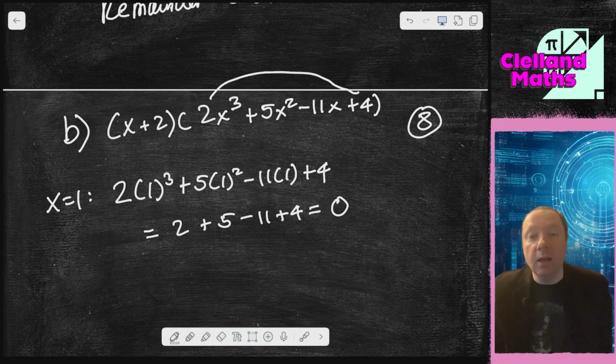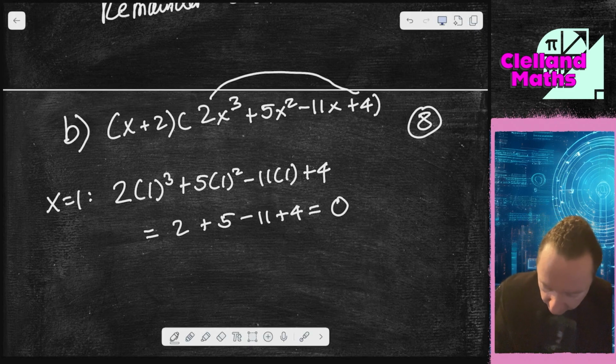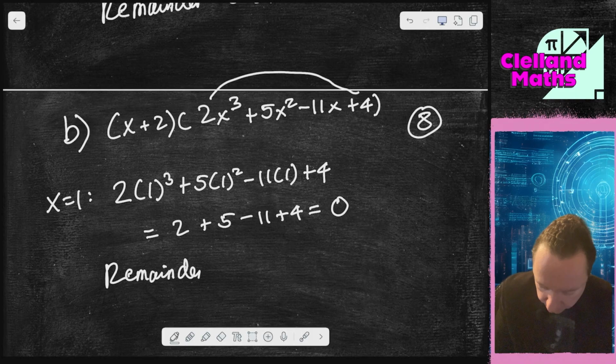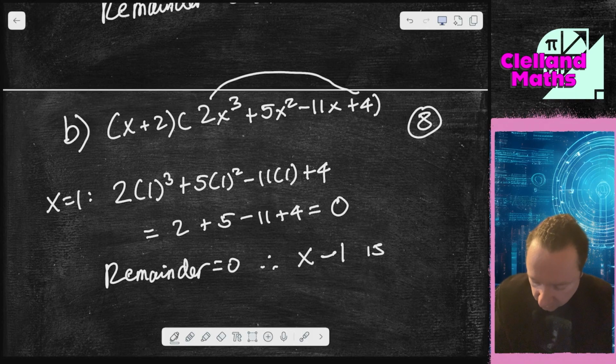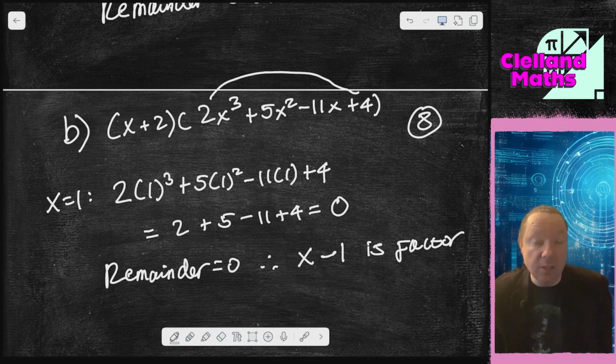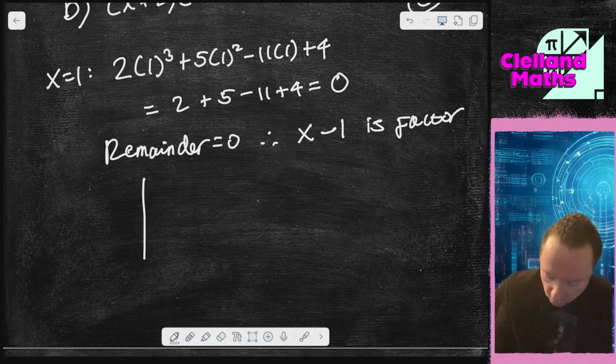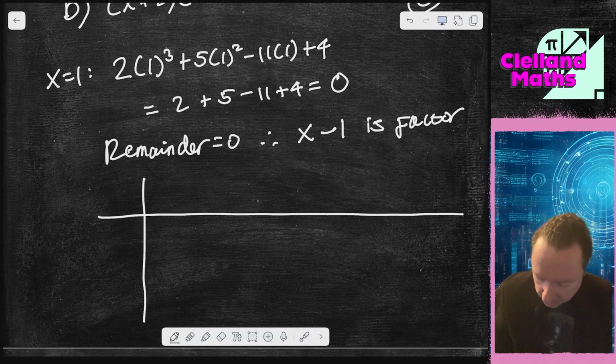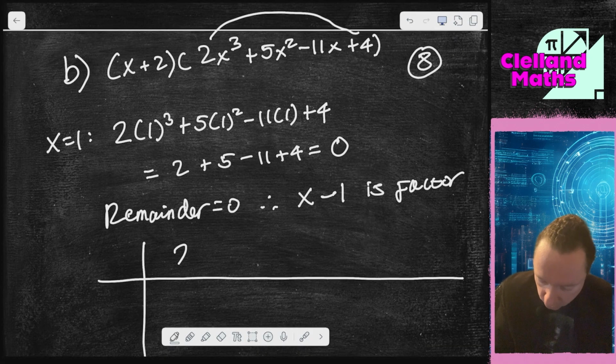So again, I've been lucky that it's 1. And quite often that will happen, to be honest, or minus 1. Since I've got a remainder of 0, I write that. Remainder equals 0. Therefore, x minus 1 is a factor because I subbed in 1. Now I need to sub it in again, but using synthetic division to get my other roots. So I draw my synthetic division thing, but just for the 2x cubed part. So 2, 5, minus 11, 4, subbing in my 1.